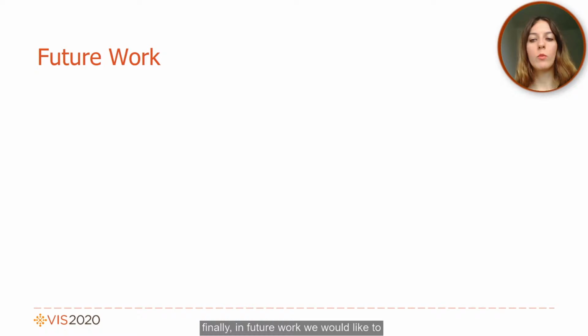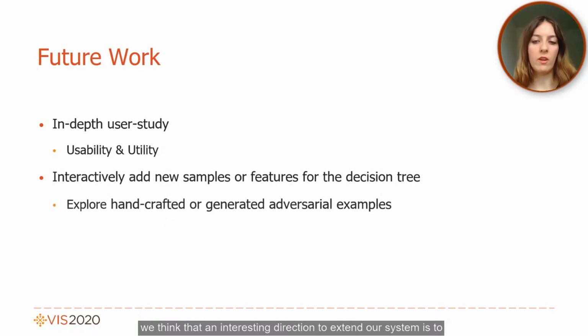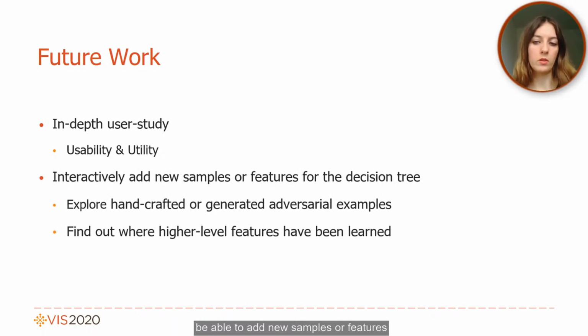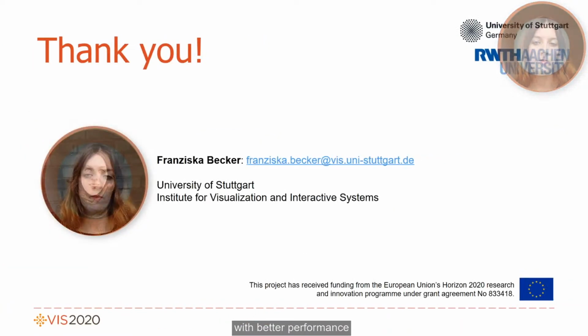Finally, in future work, we would like to perform an in-depth user study to test the utility and usability of our system. We think that an interesting direction to extend our system is to be able to add new samples or features. This would allow the user to explore adversarial examples and find out where higher-level features were learned. We can also envision our system to be used to test features to construct feature-based classifiers with better performance.